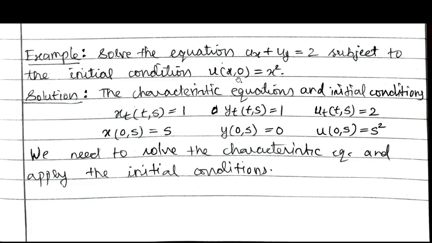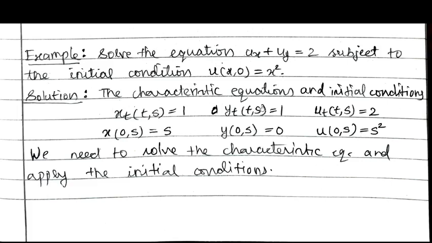Now about y, which is 0. So y can also be written as a function of t and s, and since it is the initial curve, t is 0 here. So y at 0,s is 0. Now u takes the value x square. Again at the points where we are writing the initial curve, t is 0. So u at 0,s is actually x square, and x is nothing but s. So at 0,s, u is s square. So these are the characteristic equations and these are the initial curve.